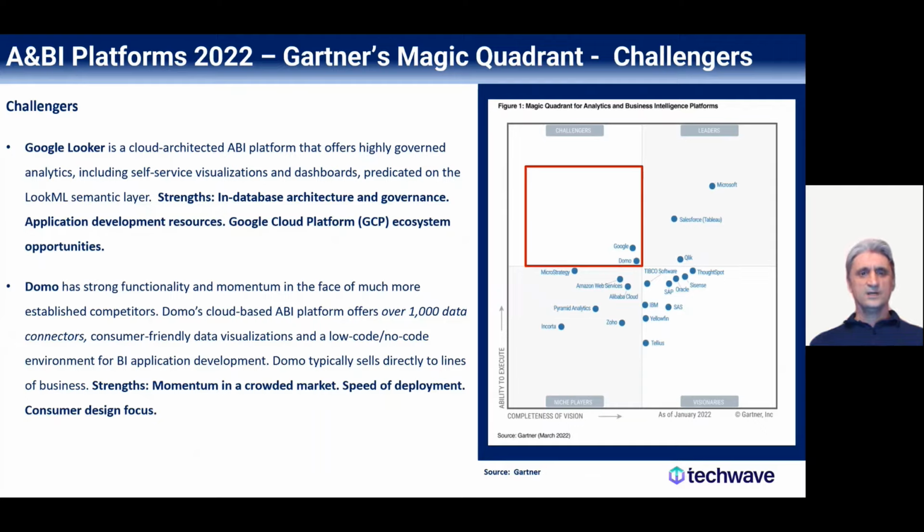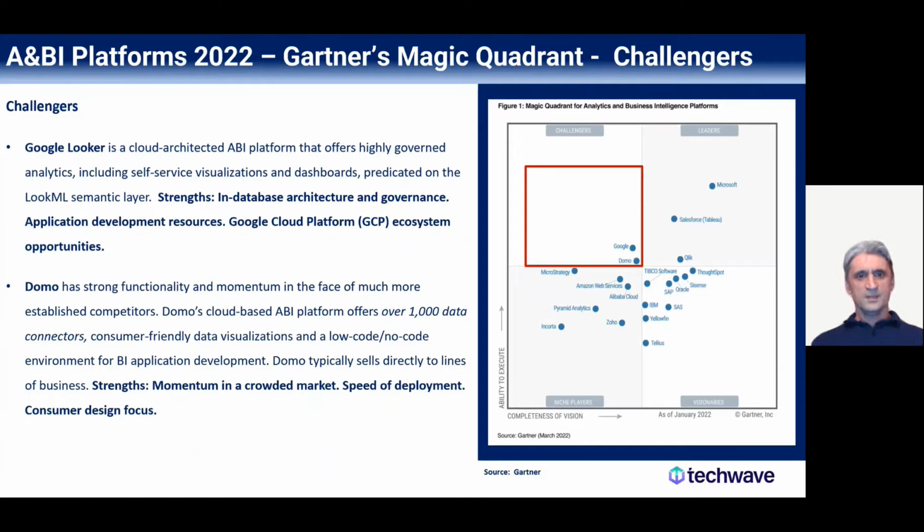So Google Looker is a cloud-architected API platform that offers highly governed analytics, including self-service visualizations and dashboards, predicated on the LookML semantic layer. Strengths: database architecture and governance, application development resources, and the Google Cloud Platform GCP ecosystem opportunities.